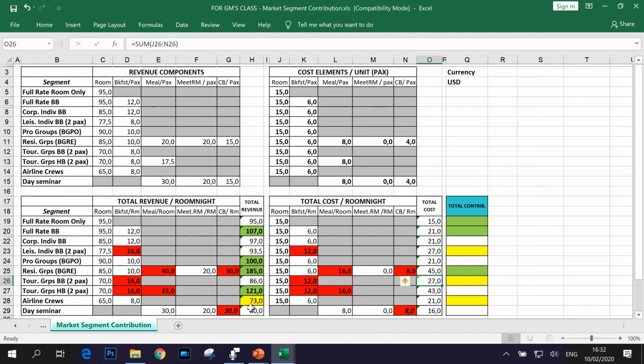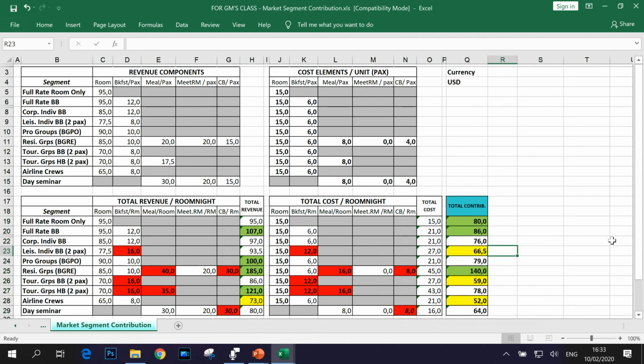Now we have a total revenue contributed by each segment, and then total cost element by each segment. We can calculate the profit for each segment. Let's do it. So here, $95 for revenue minus total cost 15. So profit contribution from full rate room only segment per room is 80. Let's see how the other segment is doing.